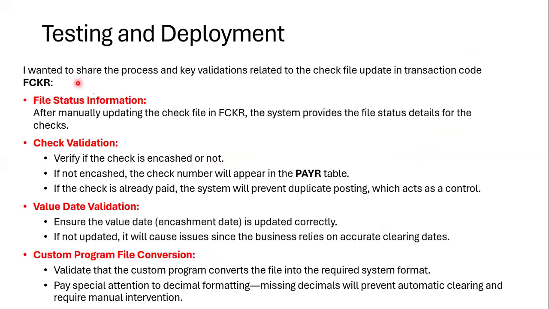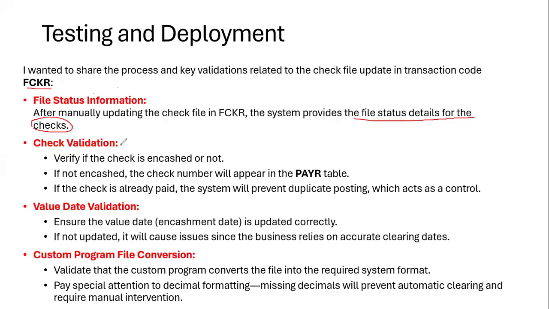I want to share some process and key validation related to the check file update in the transaction FCKR. Okay, the FCKR transaction, how we are processing the file status. After manually updating the check file in FCKR, the system provides the file status with a detailed explanation about the check-related information. Okay, that is the manual process level.